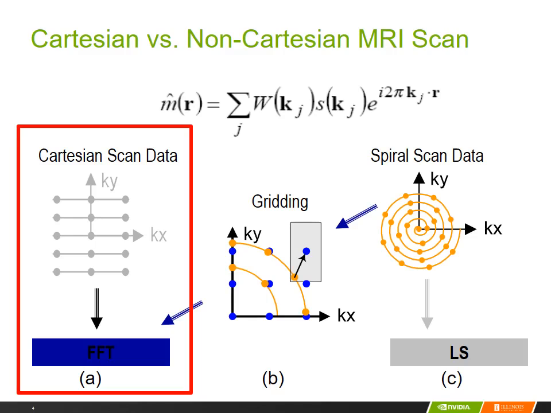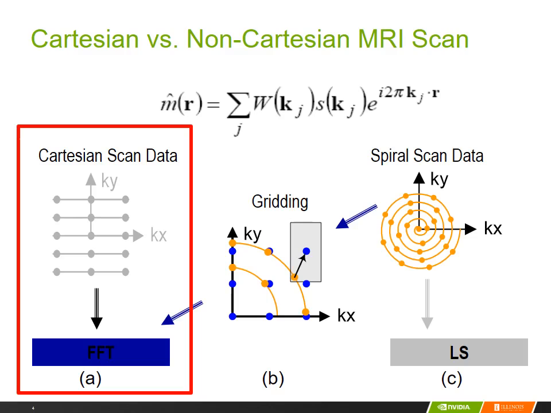The left-hand side of the slide shows a traditional approach to MRI scanning and image reconstruction. The MRI machine used in these traditional approaches will sample the data uniformly in the K-space. And we show these sample points as uniformly distributed samples in the Kx and Ky space.